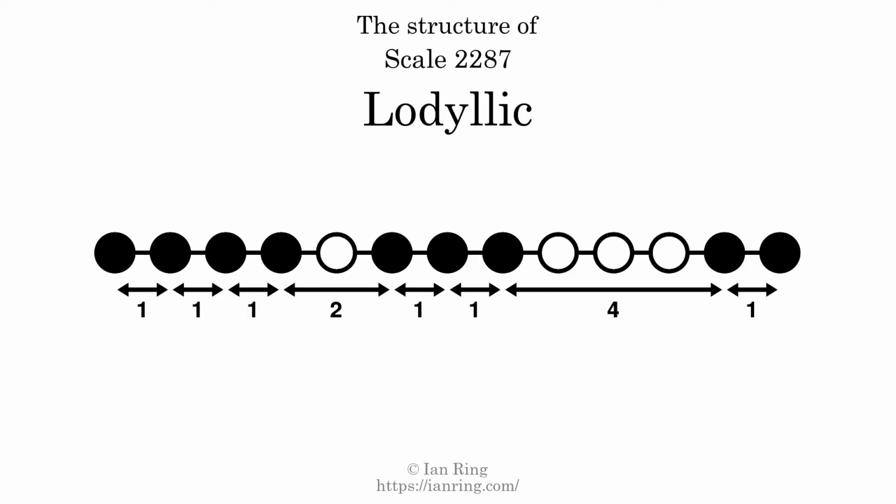The structure of a scale is a description of the interval distance between each successive tone. This scale has a structure of 1 1 1 2 1 1 4 1.